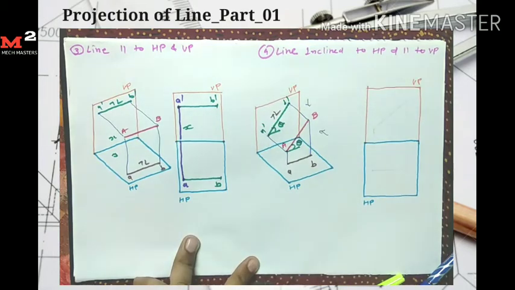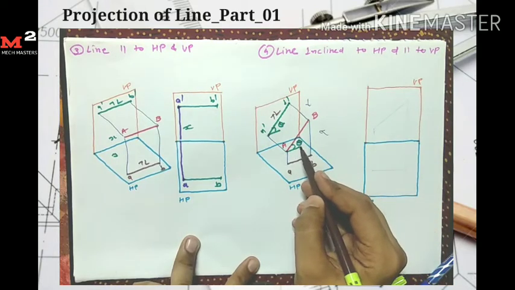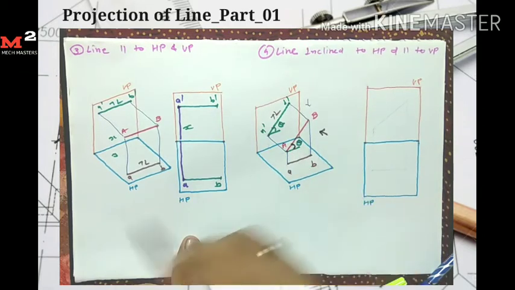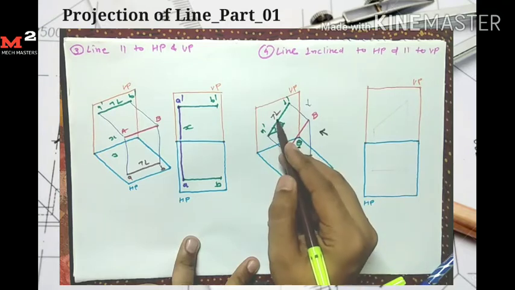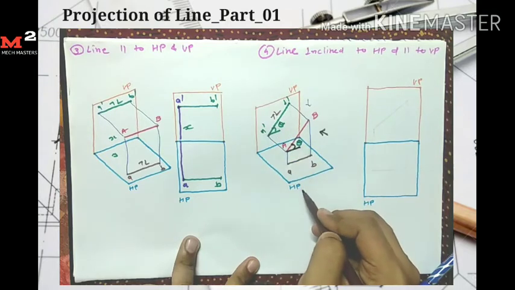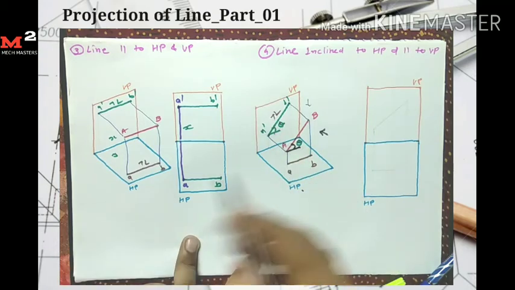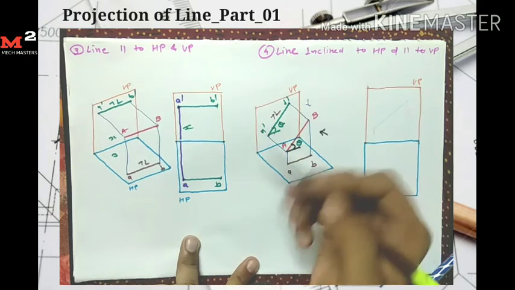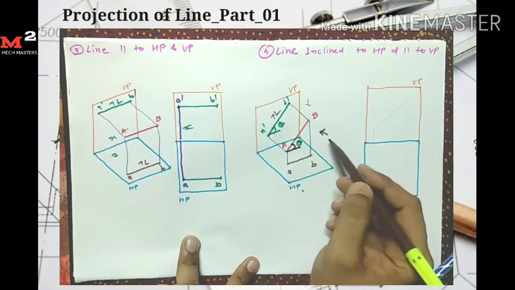Second important point is that here the line makes an angle with HP, but we see this angle theta when we see the line from the front view. So we represent this angle theta on the vertical plane. Here the line makes an angle with HP, but we represent it on the vertical plane. So this point is important. Note down that the line is making an angle with HP, but we represent it on the vertical plane, because we see this angle from the front.